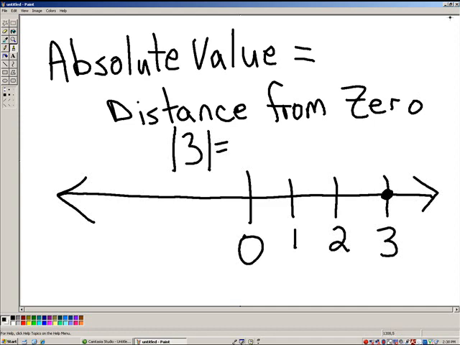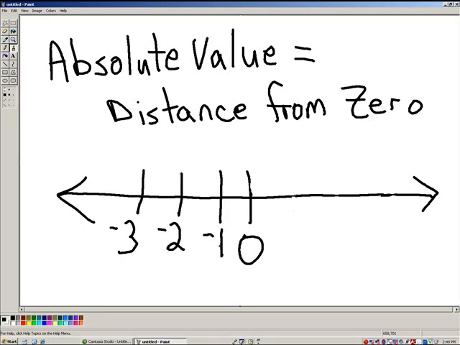So if we were to ask what is the absolute value of 3, what we're really asking for is how far from zero is the number 3. And looking at a number line, we can see that 3 is 1, 2, 3 units from 0. So the absolute value, the distance from 0, of 3 is 3.